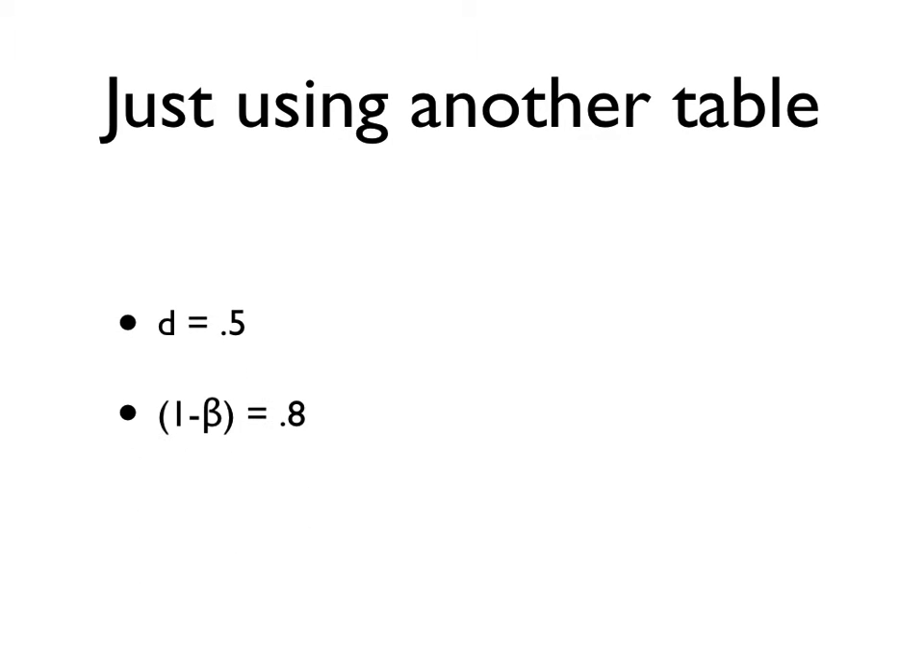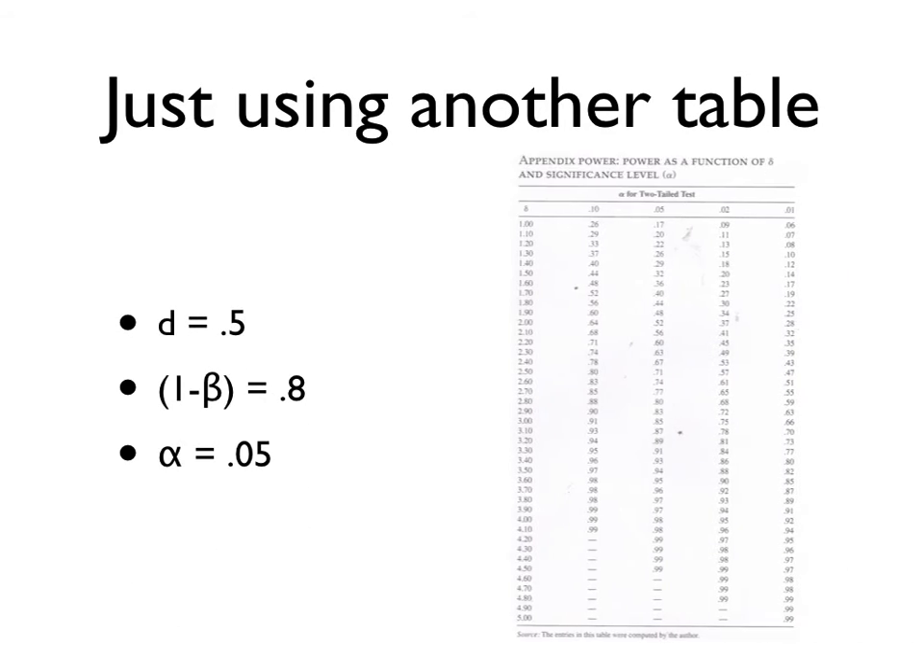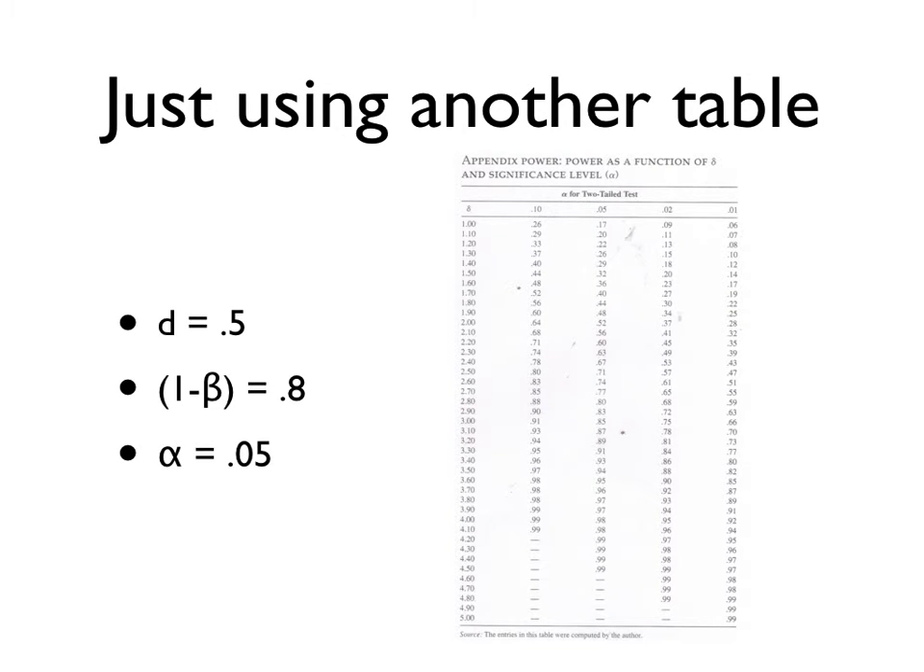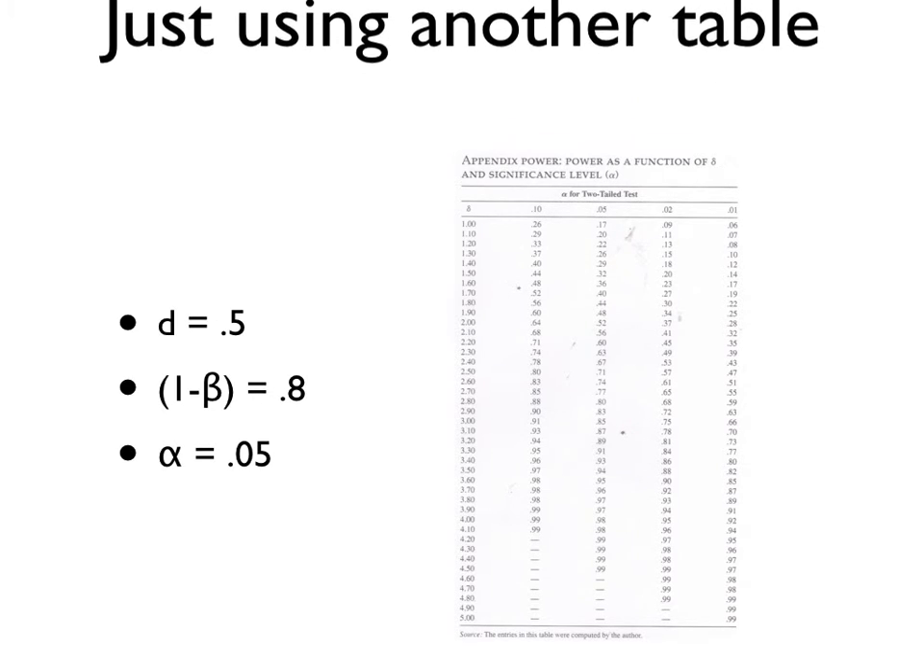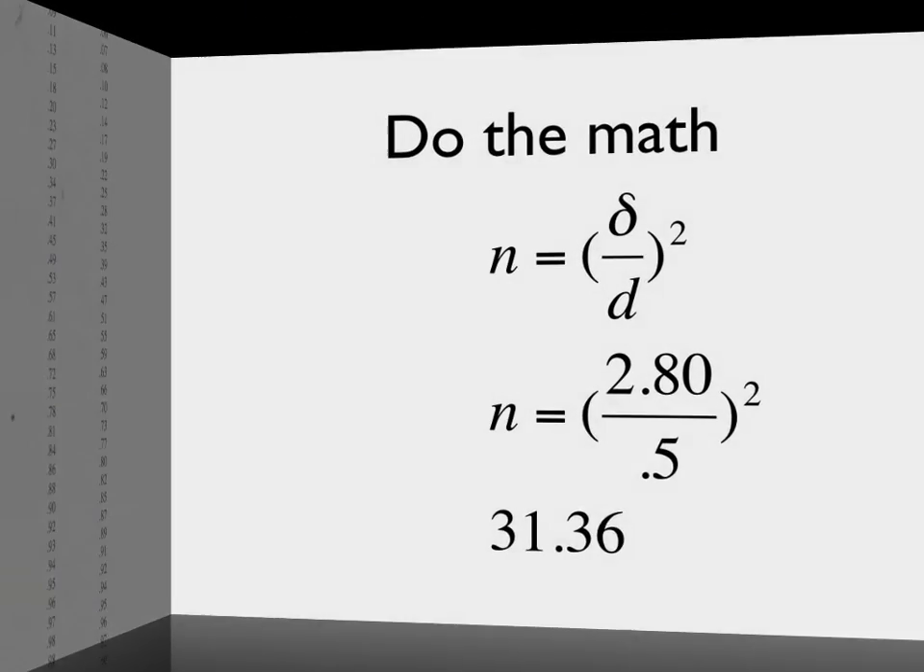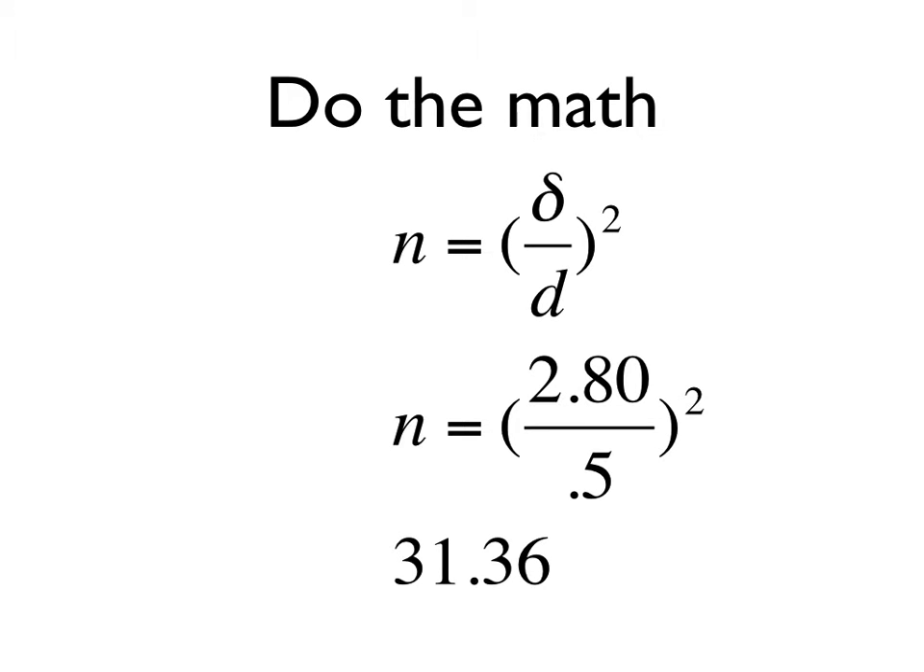Let's go back for a sec. Let's go back one. So again, D 0.5, 1 minus beta 0.8, alpha 0.05, and here's the table. There's the alpha, so we're going to go 0.05, we're going to go down this row. We've got D of 0.5, right about there. So we just read off this delta number. It's 2.8. I just looked it up. It's a lookup thing. You look up in a table.